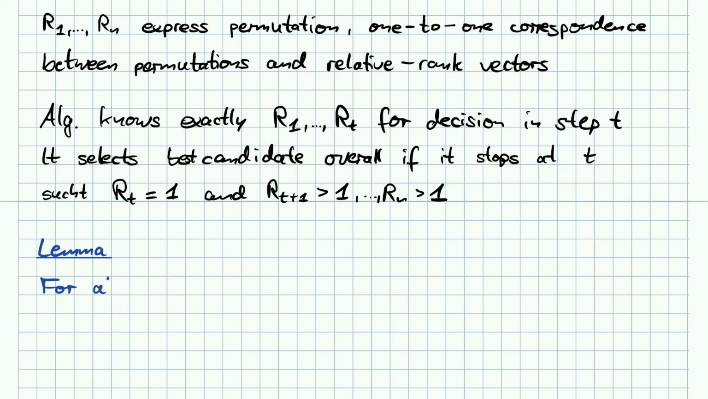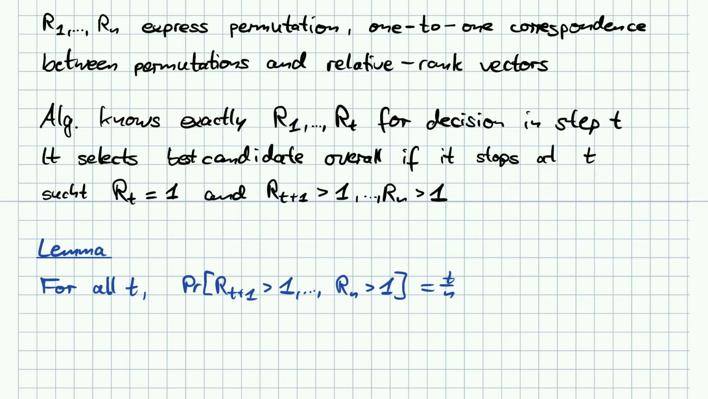Namely, what we'll show is that for all t, the probability that R_{t+1} up to R_n are all greater than 1 is exactly equal to t over n. Let's first think about this in the way we are used to thinking about random permutations. What does this mean? That R_{t+1} through R_n are all bigger than 1. This means that in steps t+1 through n, no candidate arrives who is better than anything that we've seen up to this point.